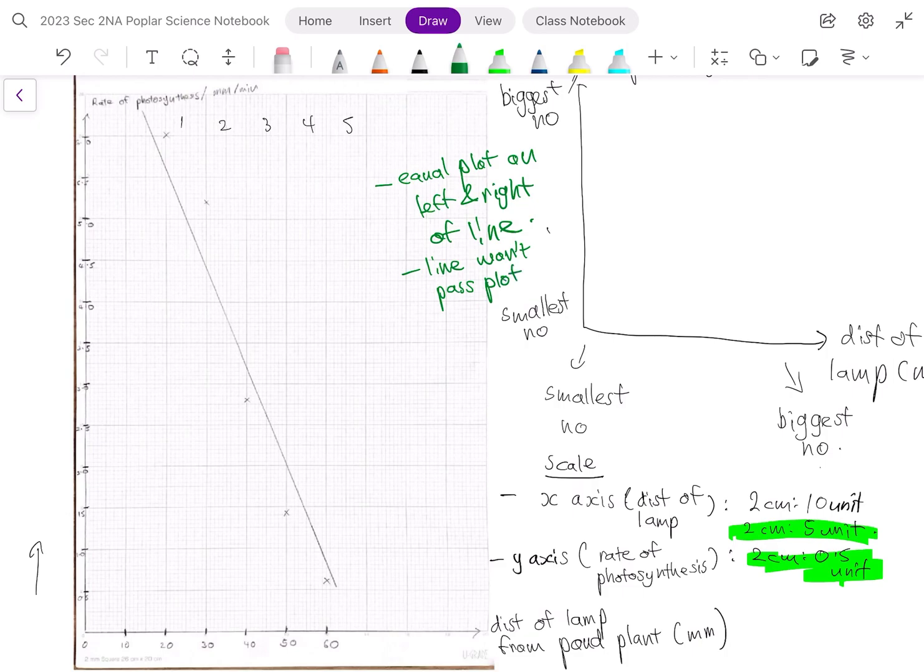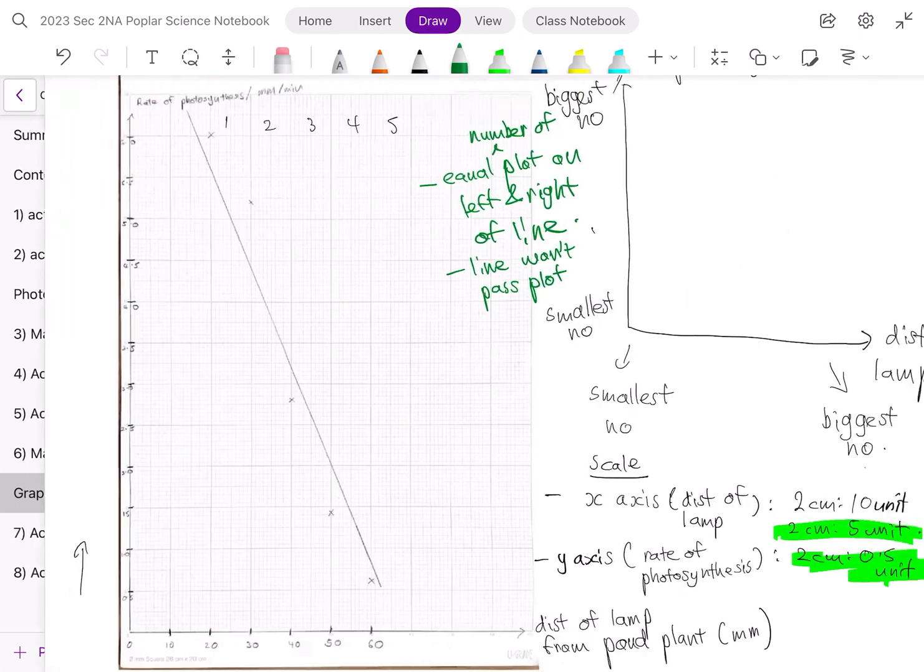Okay, not like in your maths, everything is nice on the line itself. Okay, so make sure the plots don't touch the line but you have an equal spread, equal number of plots, okay, on the left and right of the line. All right.